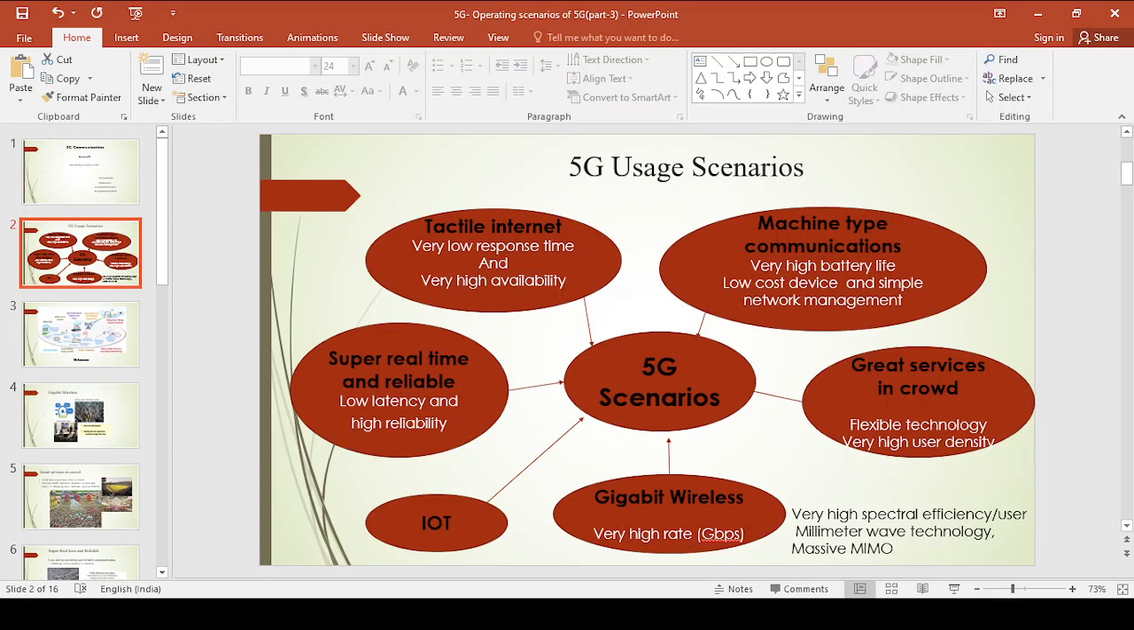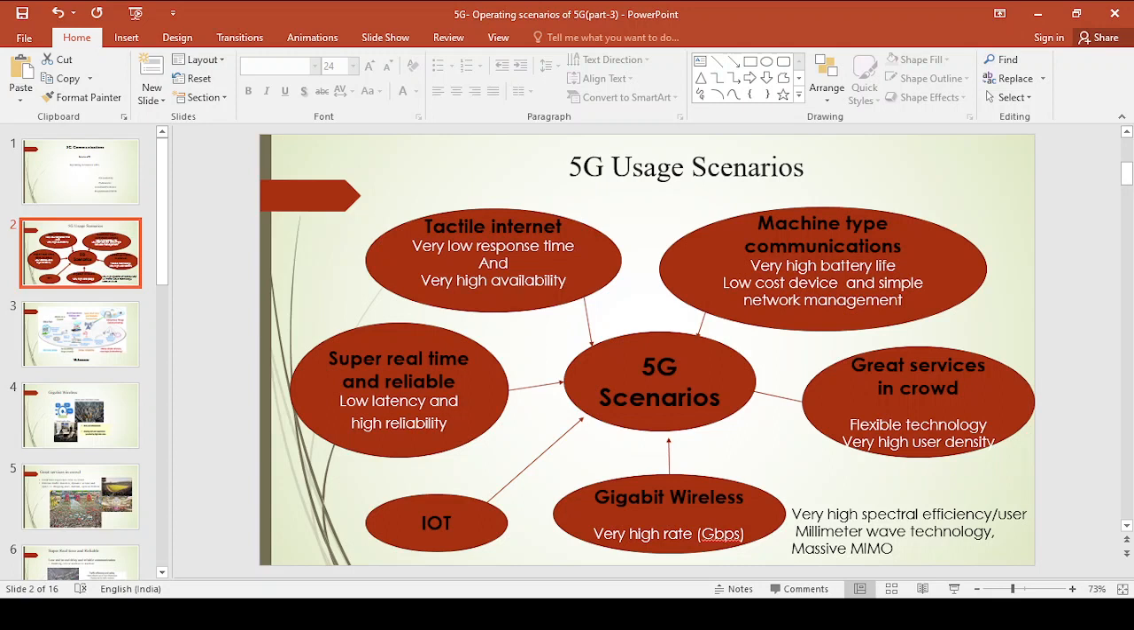These are the different scenarios. What are the scenarios we have? We have tactile internet, machine type communication, great services in cloud, gigabit wireless, internet of things, and super real time and reliable. Coming to the tactile internet, now through this user can access the internet.